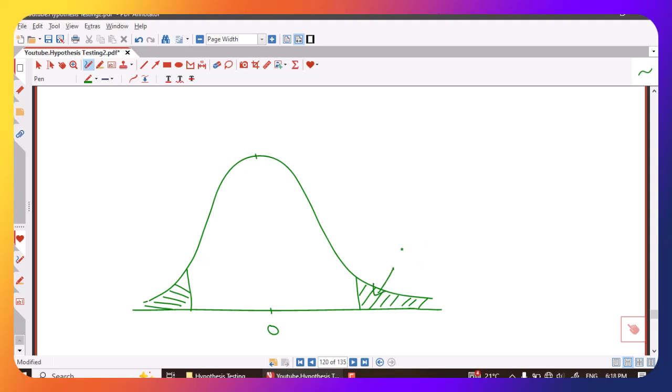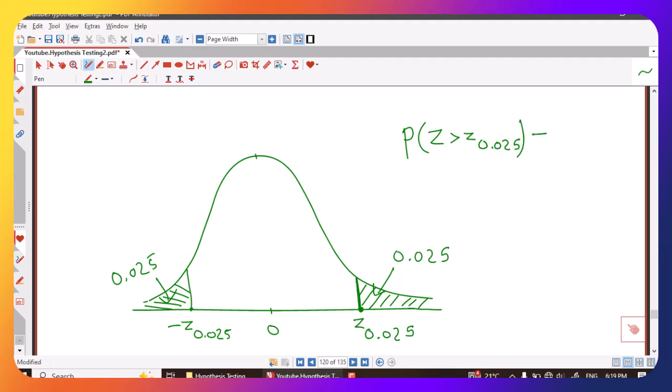So here suppose this much area is 0.025. Due to symmetry, this is also 0.025. This is denoted by Z suffix 0.025, and due to symmetry this is minus of Z 0.025. Now what is the meaning of this? This means that the area to the right of this number, denoted by Z 0.025, is equal to 0.025.